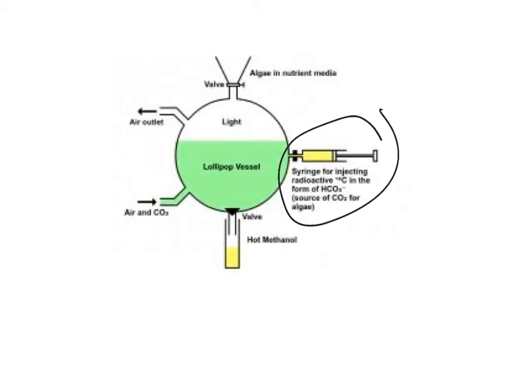So what they do is they inject this radioactive form of carbon dioxide, and then you can see here we've got a valve which releases the algae into hot methanol, which will kill it instantly. So basically what they do is they inject the radioactive carbon dioxide, they leave it for a period of time, and then they open that valve, and then they analyze what chemicals are there, and then they do it again, and they do it again, and they do it again at quite short time intervals.